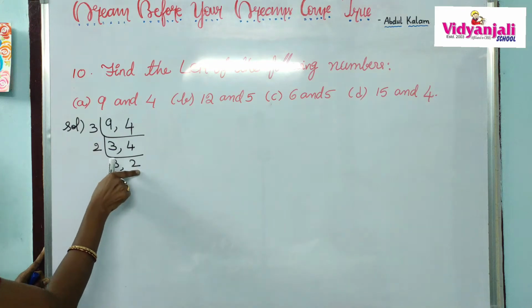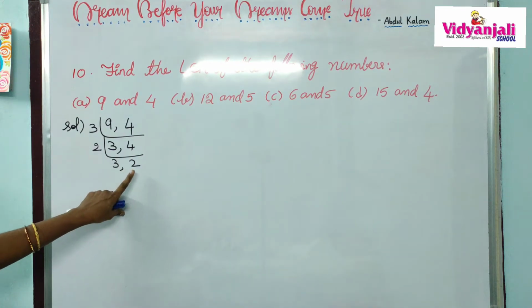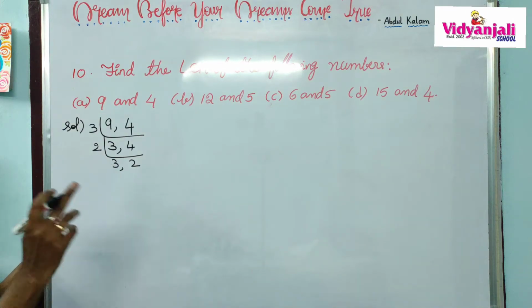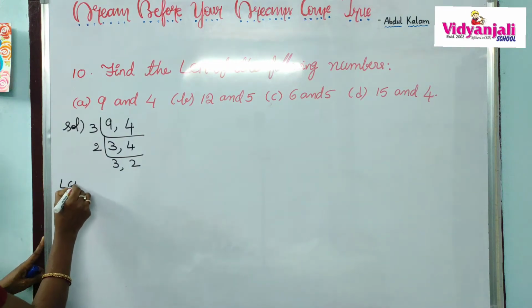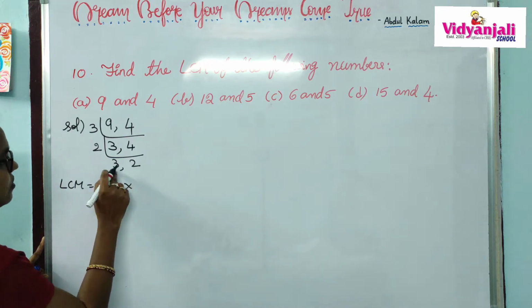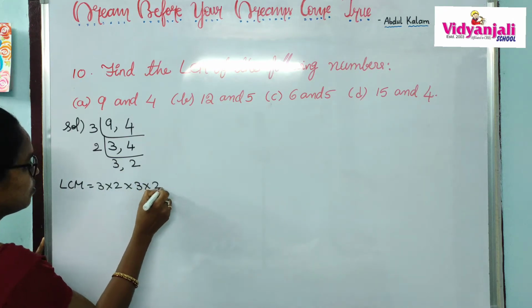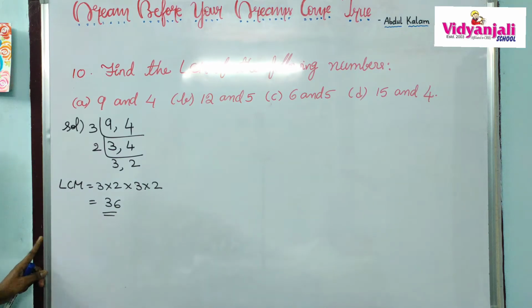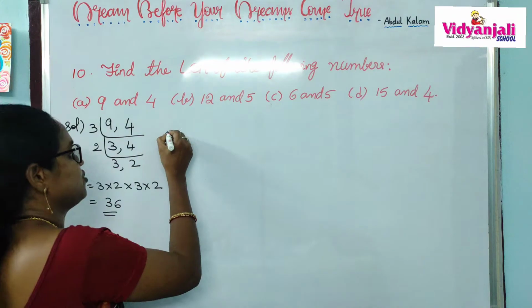Here we have prime numbers. When we have prime numbers, we can stop, right? 3 and 2 are prime numbers, so we can stop. So what is the LCM? 3 into 2 into 3 into 2. What is 3 into 2 into 3 into 2? 36. Okay, now see next question.